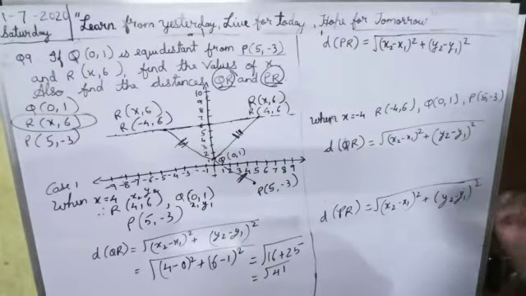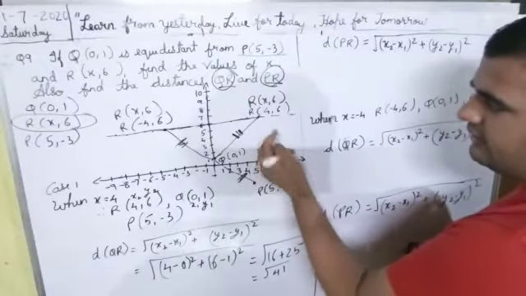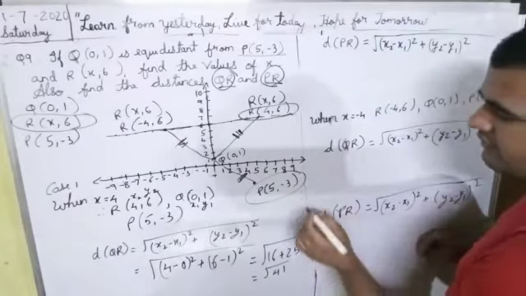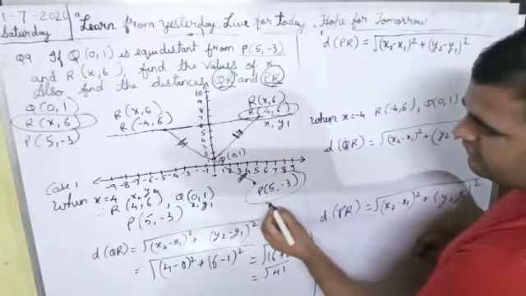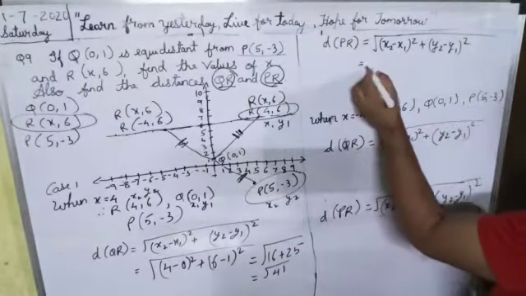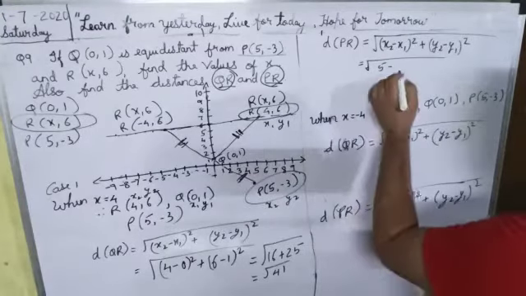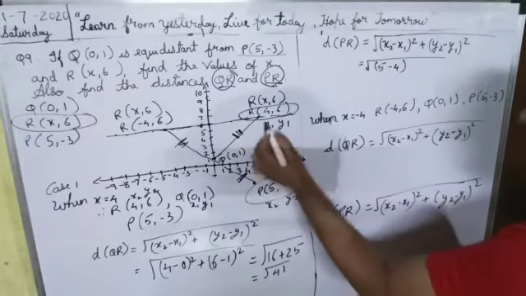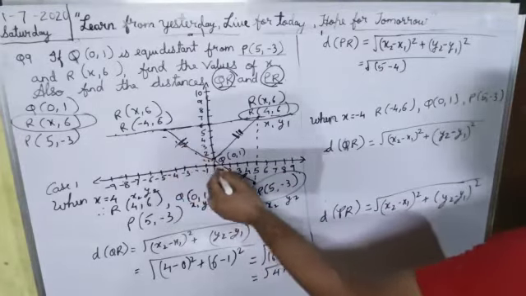Then PR we want to find. Now see PR, how much is it? R is this point and P is here. So this will be x1 y1 for R, and this will be x2 y2. So put your values. x2 is what? 5. So 5 minus x1, x1 is what? 4. You are finding this PR distance, and this is another PR.